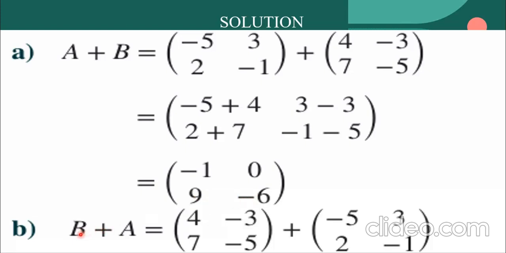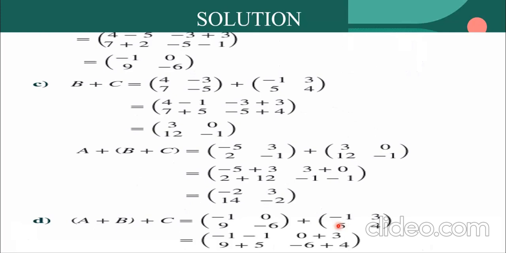Then let's have the matrix B plus A. So 4 will be added to minus 5, minus 3 plus 3, 7 plus 2, minus 5 plus minus 1. Let's see the results. So we are going to have minus 1, 0, 9, minus 6.